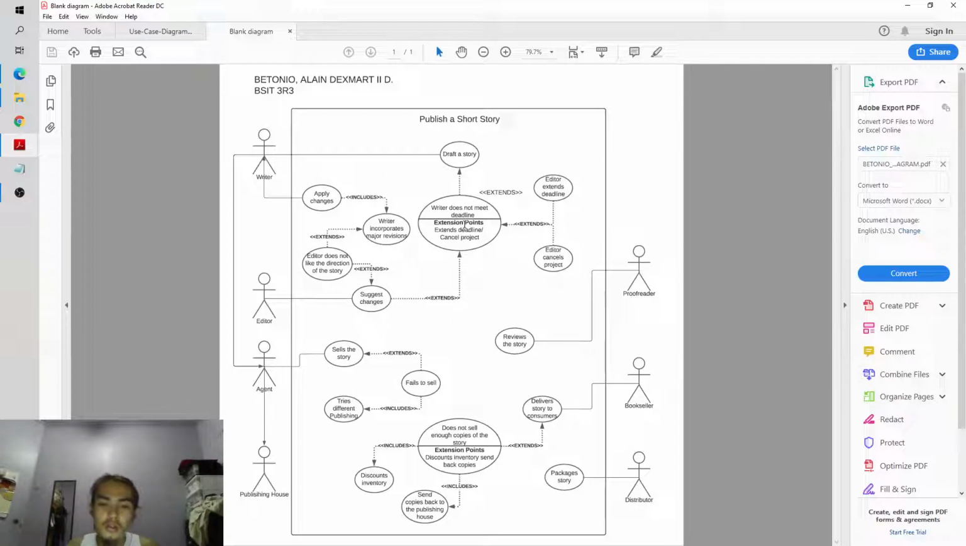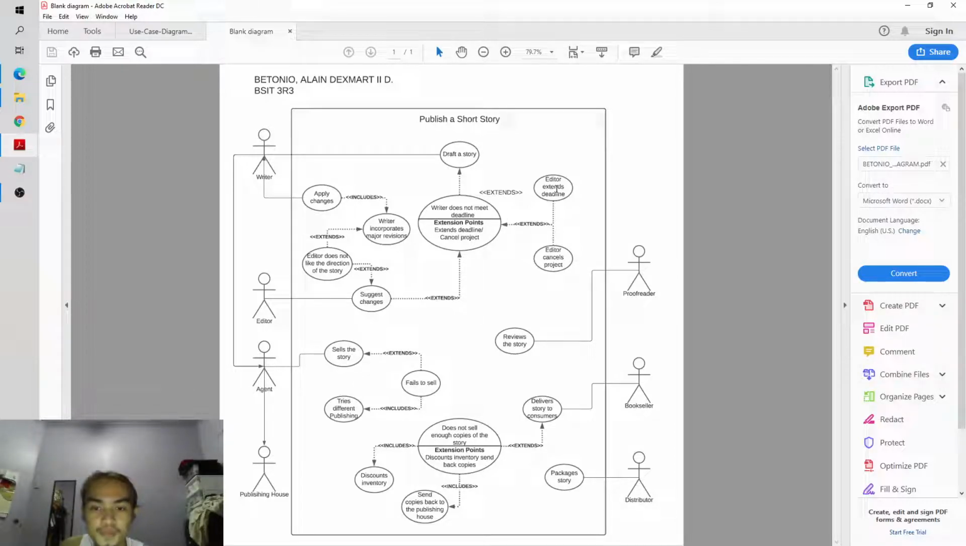here, in the icon in the story, the writer extends when the writer does not meet the deadline. It is what we call extends, because it does not really happen that often. So also the extension points of this are extend deadline or cancel project.